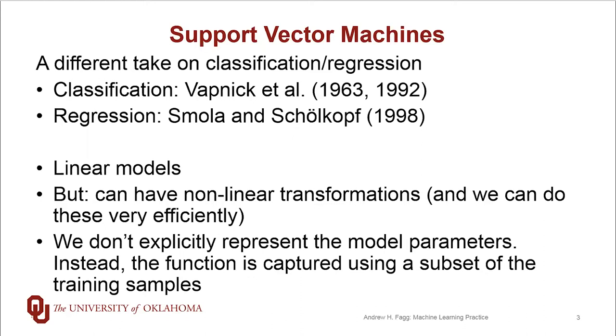What's interesting about support vector machines, or at least one of the things that's interesting, is that we don't explicitly represent the model parameters. There's no explicit notion of our weights that we compute. Instead, we really capture the functions that we use for querying, so either a decision surface or a regression surface. We capture that function as a subset of the training samples. So we compute a weighted sum over a subset of the training samples.